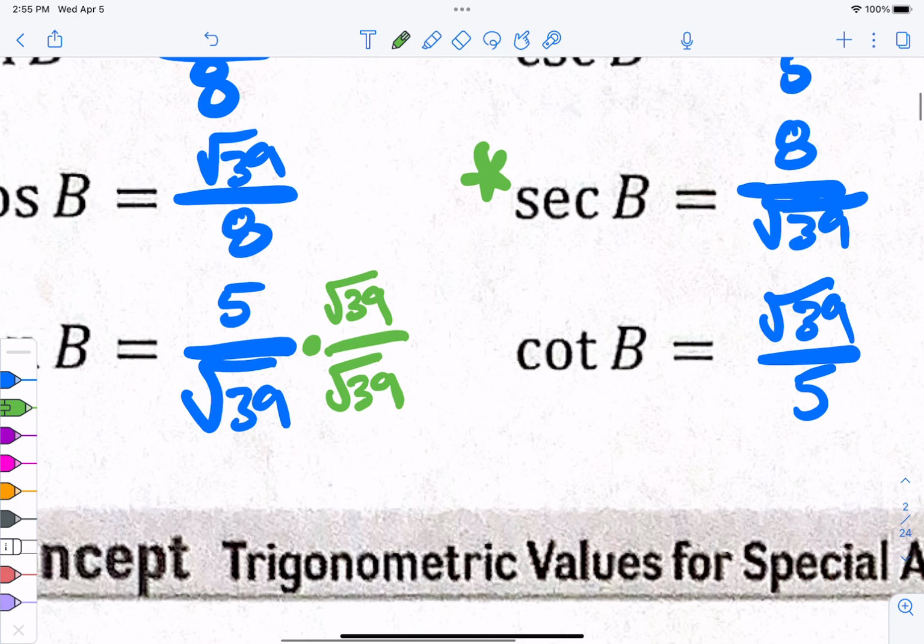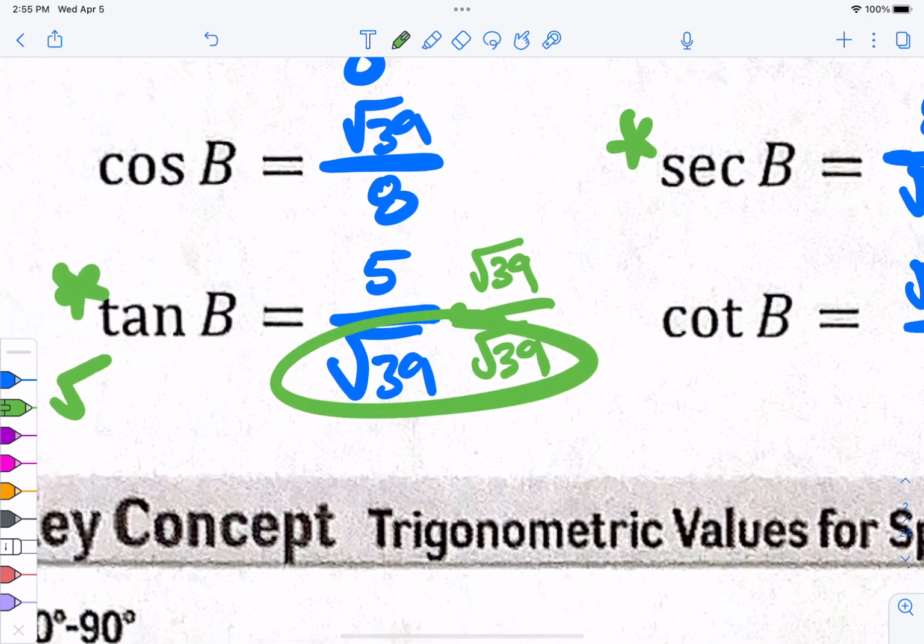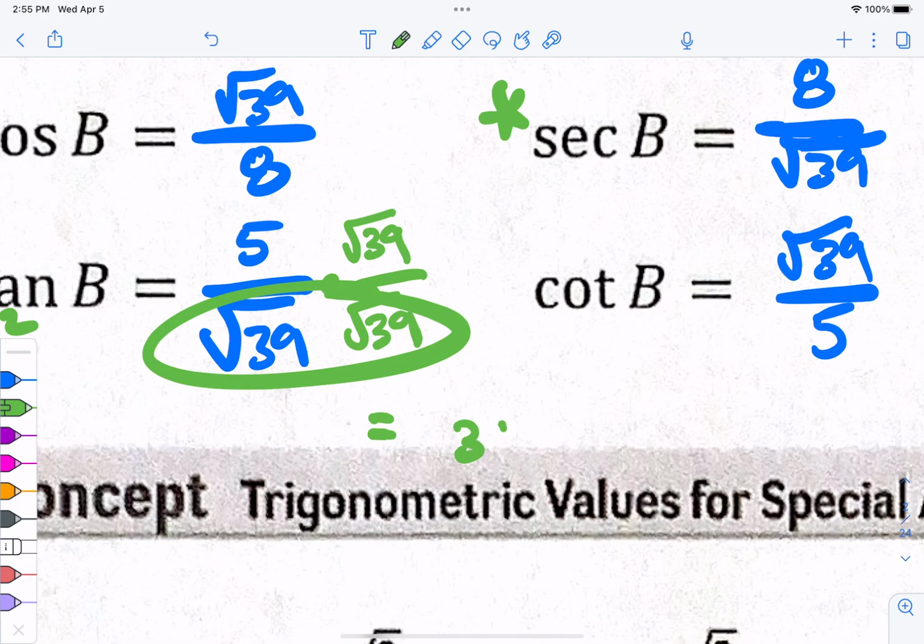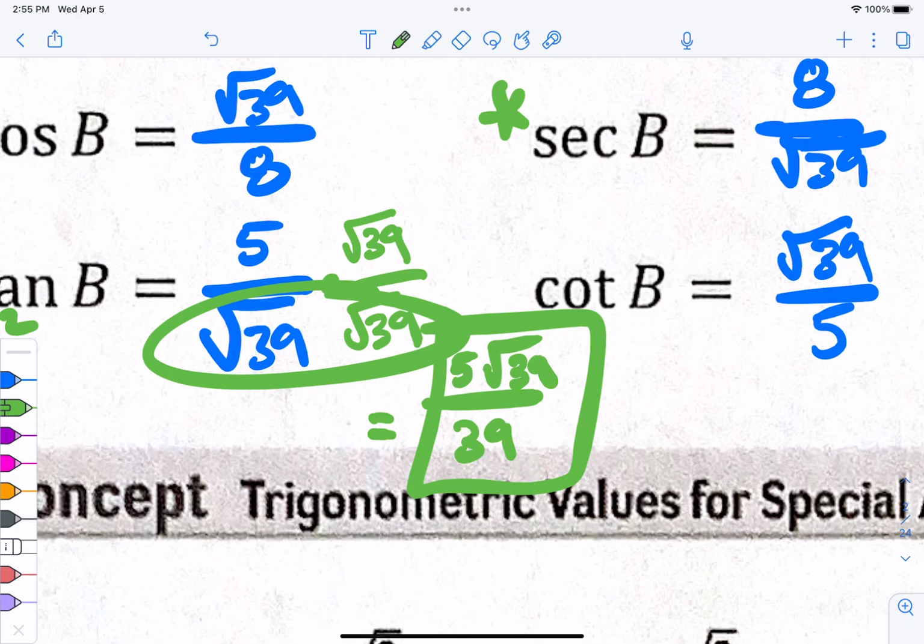Now, if I take the square root of 39 times the square root of 39, it is like the square root of 39 squared. What happens when you square a square root? It just ends up being 39 on the bottom. Do you see how that works? Then what is 5 times the square root of 39? 5 square roots of 39. The 5 is on the outside, the 39 is on the inside, so we can't put them together. We just write it like that.